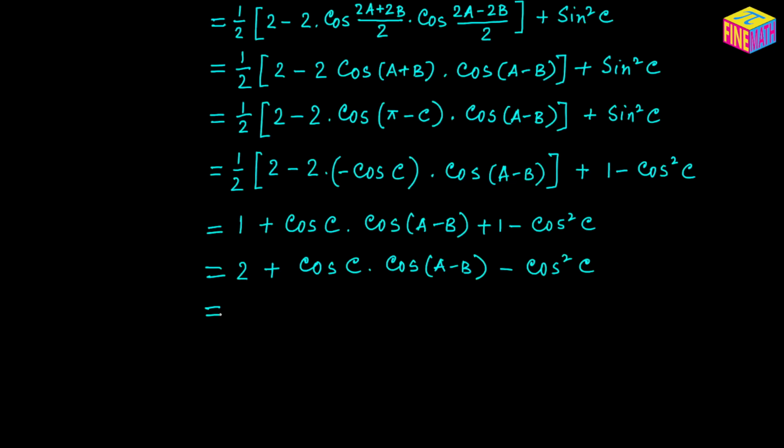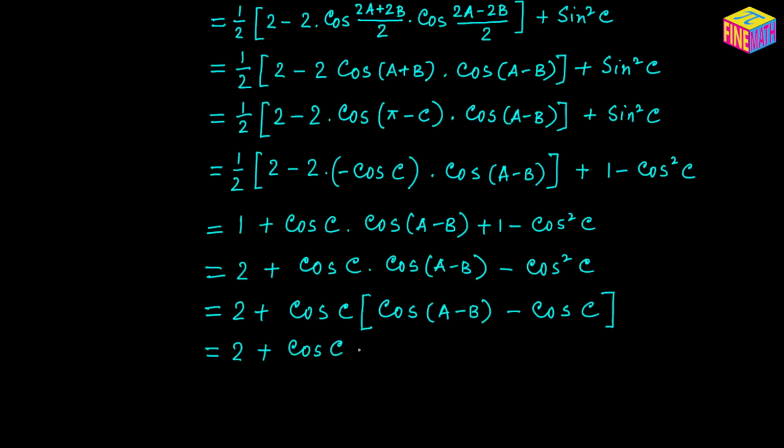And from here, if you look at the second and the third term, we have a nice common factor there. Cosine of c is the common factor, so I am going to write it as 2 plus cosine of c times, we will have cosine of a minus b and then minus cosine of c, and now I am going to convert the cosine of c into cosine of a plus b form. So let's see how that works out. So we can write it as 2 plus cosine of c times, inside the bracket we have cosine of a minus b minus cosine of, wherever we have the c, I am going to write it as pi minus a plus b.